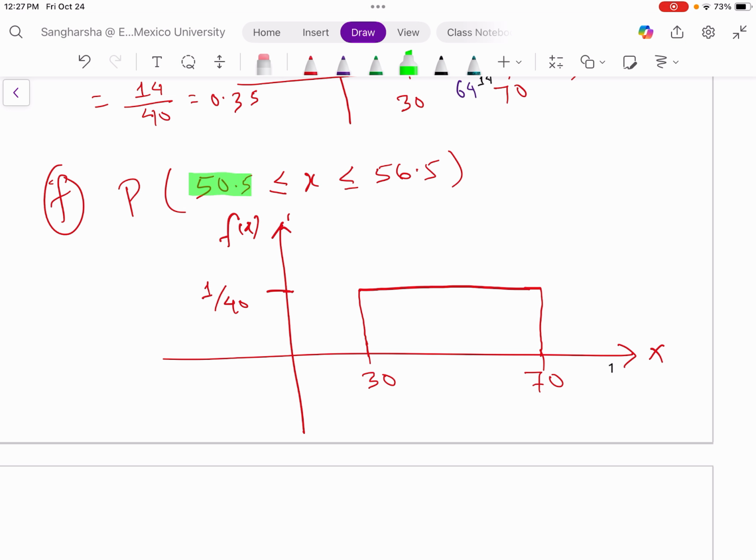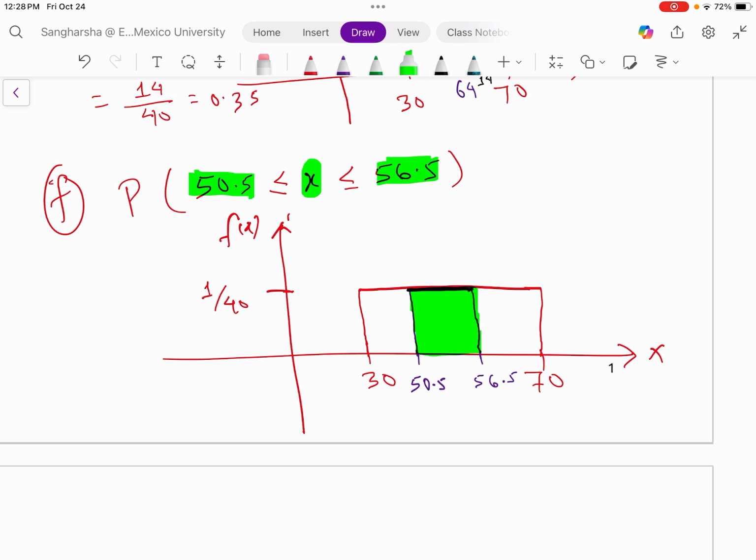We will locate 50.5 and 56.5. Let's say 50.5 is here and 56.5 is here. We draw a vertical line at 50.5 and a vertical line at 56.5. We want to find the probability that our x is in between these two numbers. So we look at the graph in between these two numbers, and finding the probability is the same as finding the area under this graph.